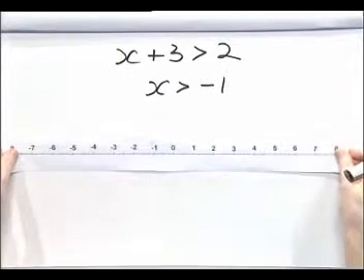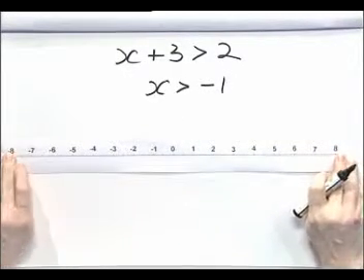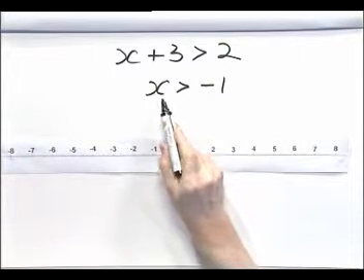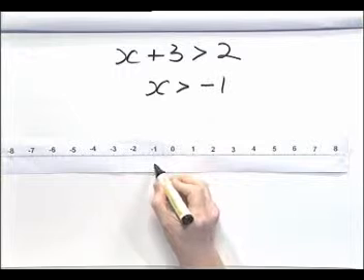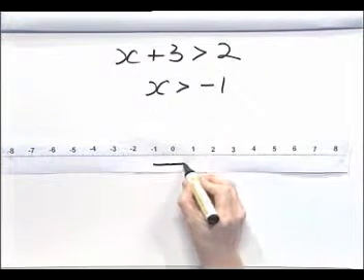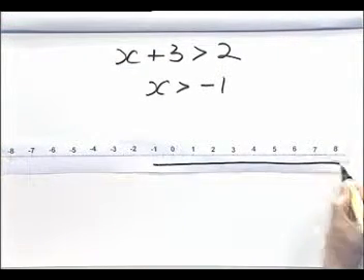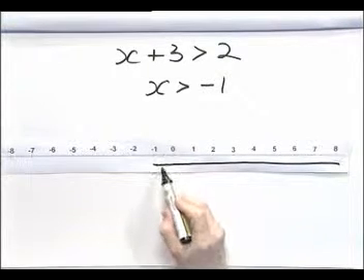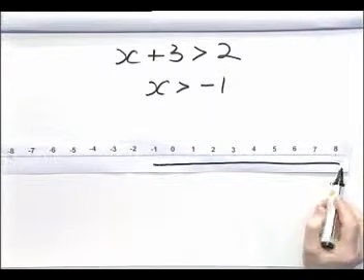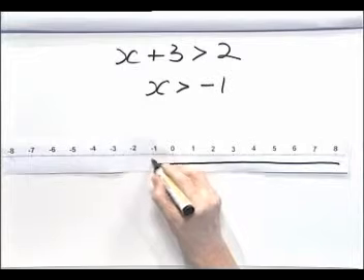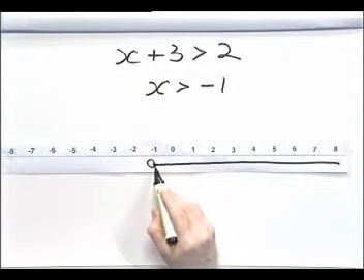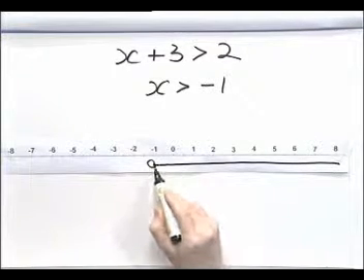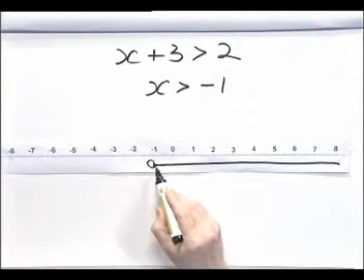Inequalities can be represented on the number line. Here our solution is x is greater than minus 1. So we start at minus 1, and this line shows the range of values that x can take. And I'm going to put an open circle there. That open circle denotes that although the line goes to minus 1, x cannot actually equal minus 1, x has to be greater than minus 1.